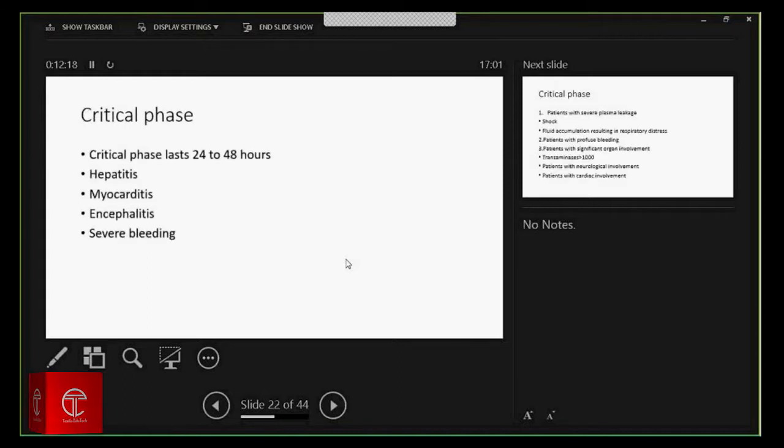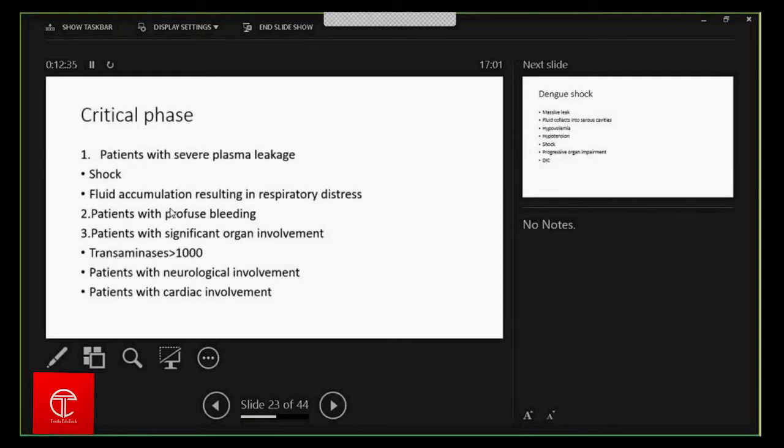So the critical phase lasts 24 to 48 hours. Here the fever settles down, and they will have complications like hepatitis, myocarditis, encephalitis, and severe bleeding. In the critical phase, again, the patient will have severe plasma leakage, which causes them to have shock. There will be fluid accumulation resulting in respiratory distress. They can have profuse bleeding.